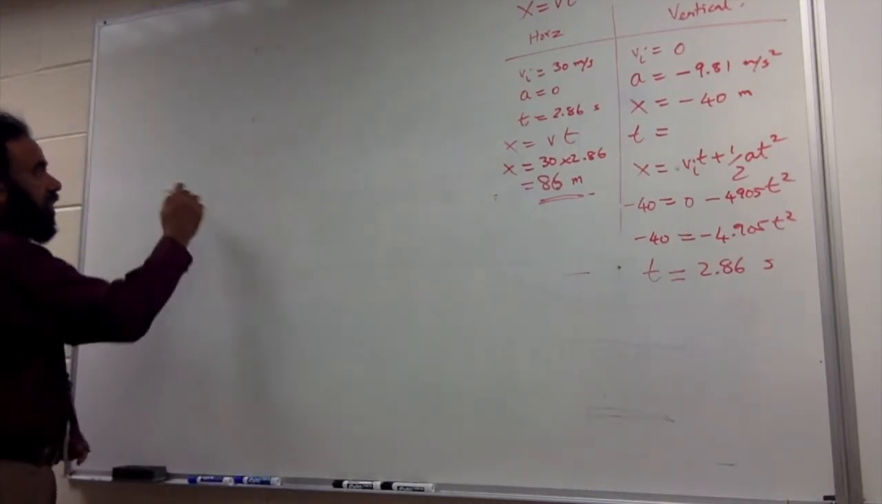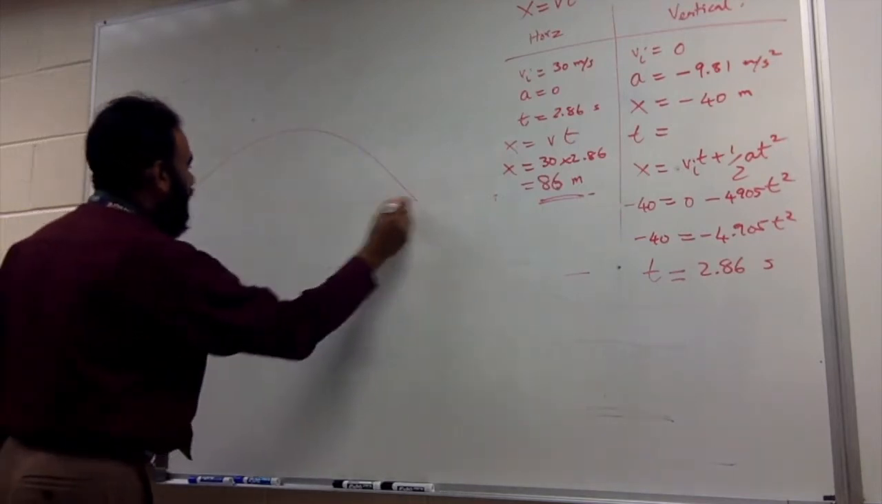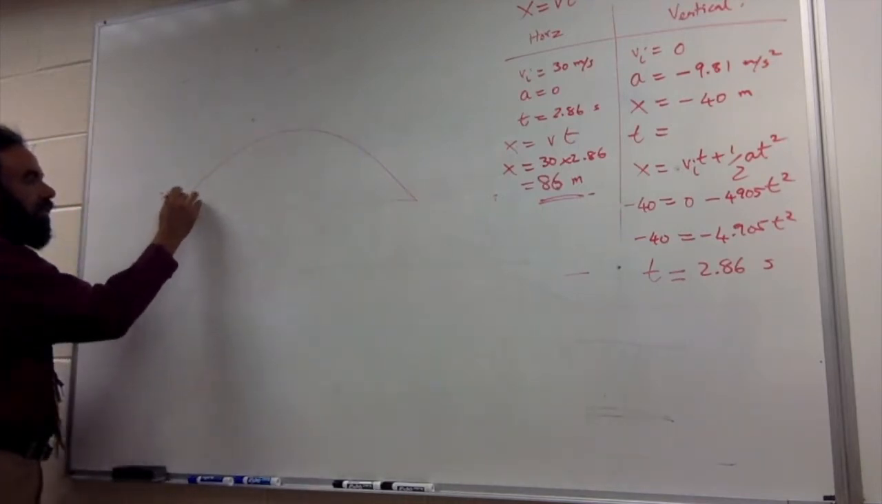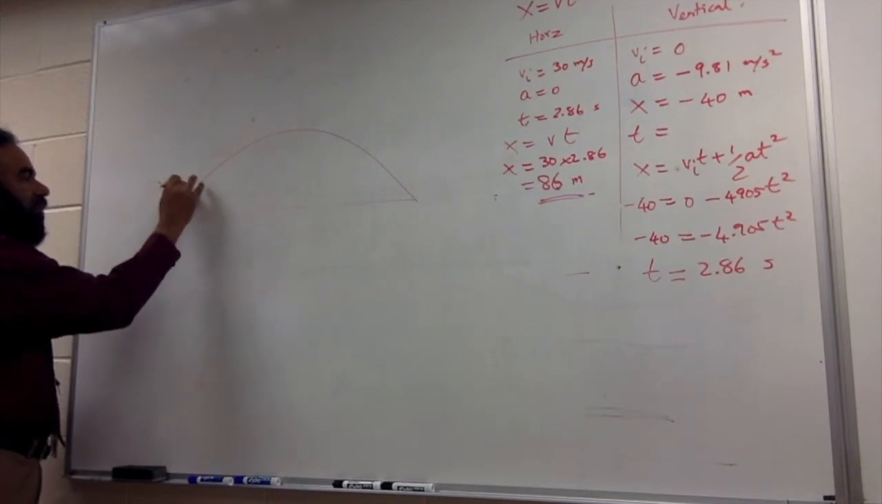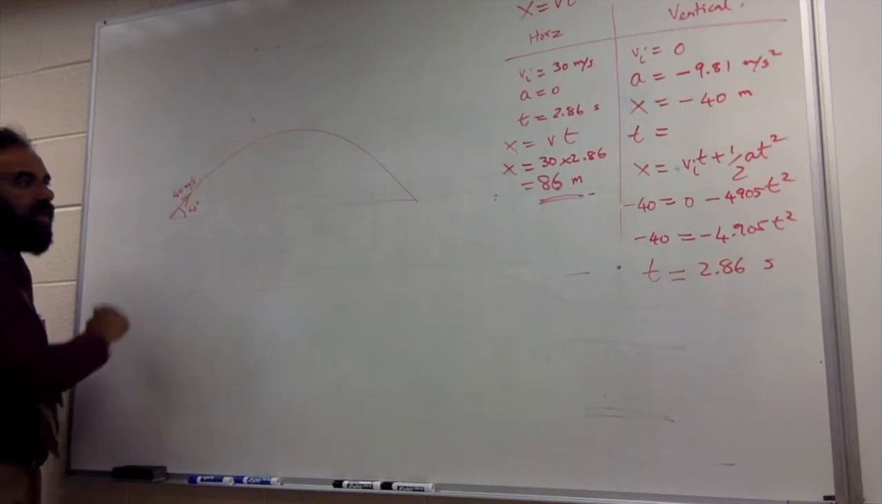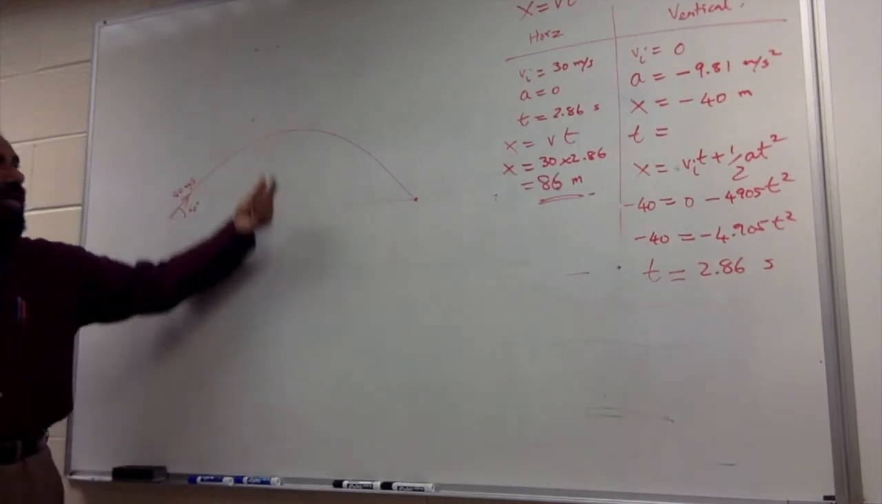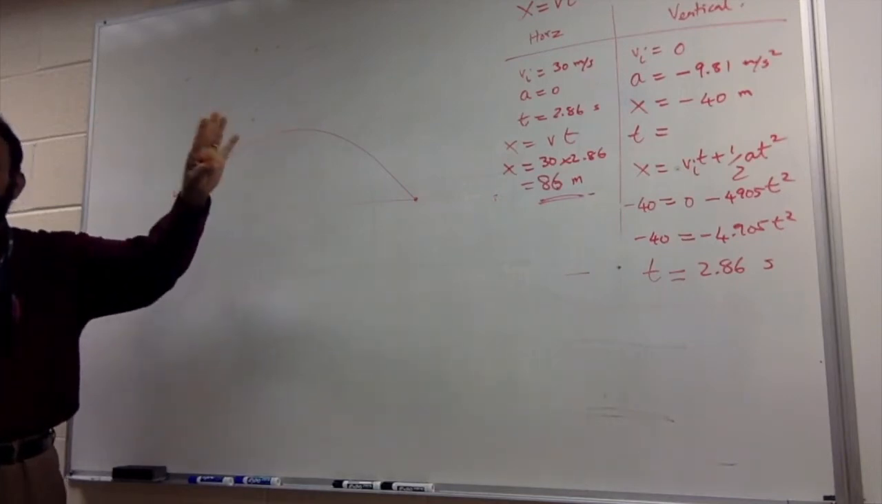For angular projection, this is angular projection. You shoot like that and it comes here. So you release a football here. Suppose I throw something at 40 meters per second and at an angle of 60 degrees. The question is, where will it land? Or how high does it go? What will be the question?